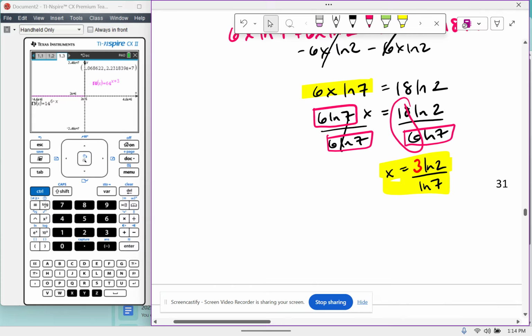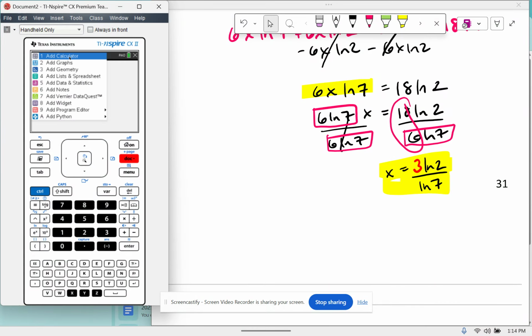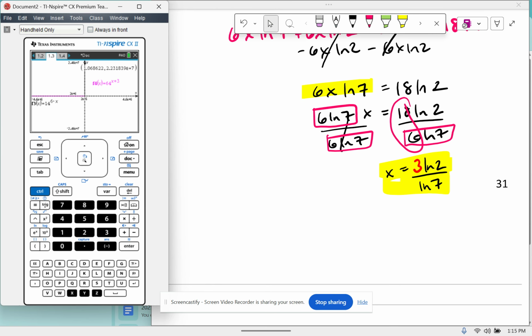I'm hearing like, check it, graph it. I feel like you guys know what to do, but what would you do? You just type in 3 ln of 2 over the ln of 7 and then get a decimal and see if it's the same as where they crossed, right? Yeah. So I've got this thing. 1.068. Yay! So do you know how to check this if this was like a test question or something? Right? Yeah. Perfect.